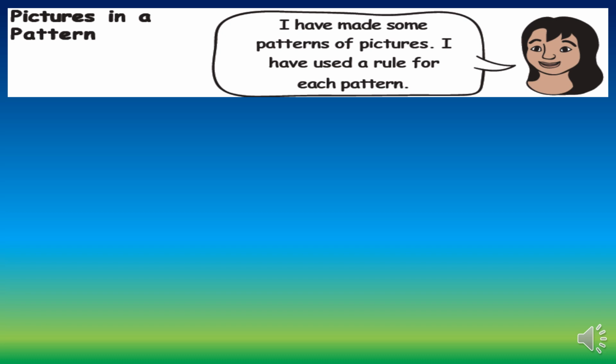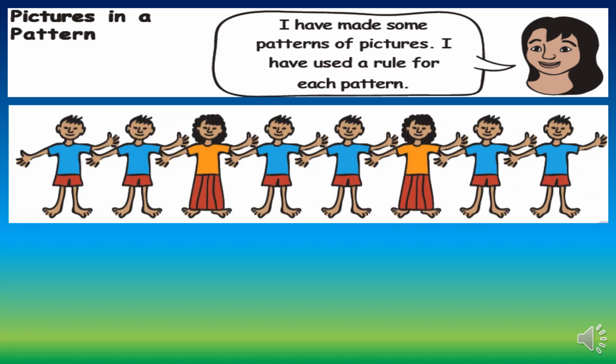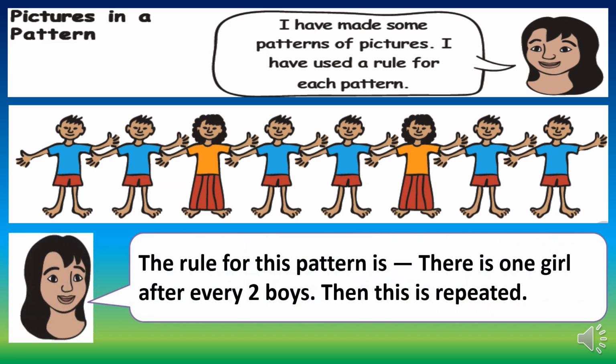Pictures in a pattern. I have made some patterns of pictures. I have used a rule for each pattern. See this, 2 boys and a girl, again 2 boys and a girl, and again 2 boys. So the rule for this pattern is there is 1 girl after every 2 boys. Then this is repeated.